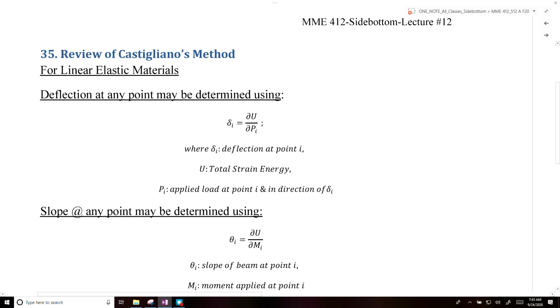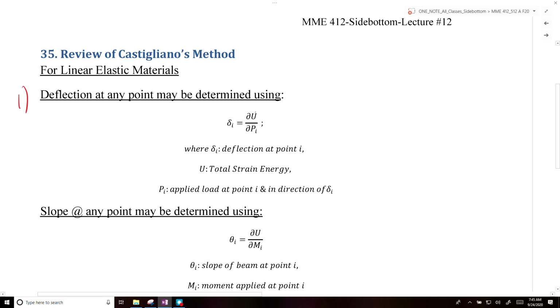So in the last few videos, we've been talking about Castigliano's method. This is just a quick recap of how you can apply Castigliano's method. There are two parts of Castigliano's method. The first part is that you can use it to determine the deflection at any point.